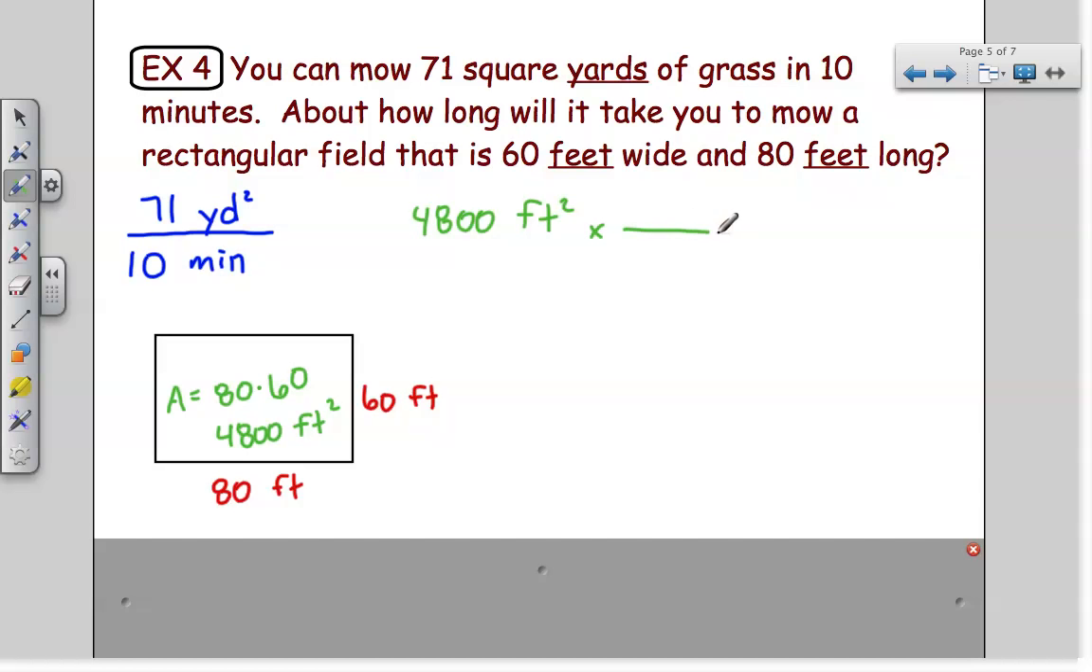I'm going to multiply by a conversion, and if I want square feet to cancel, then I need to put square feet on the bottom so that anything that's on top and bottom, of course, cancels. And I'm going to put square yards on top because I want that to remain. I want to know how many square yards were in this field, because that's the units I know for how much I mow in 10 minutes. Question is, how many square feet are in a square yard? And you got to be really careful with this.